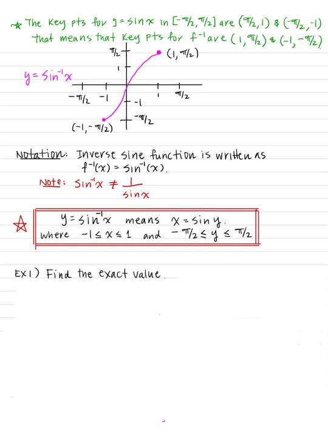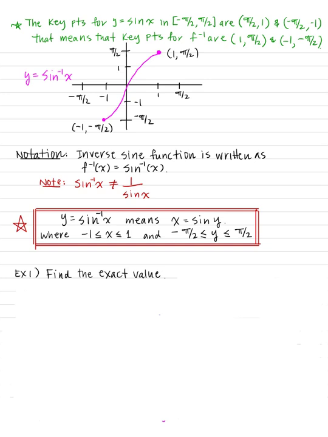The next one, please memorize that property. That's very important. Y equals sine inverse of x means x equals sine of y. Basically we're composing both sides with sine, so sine of y equals sine of sine inverse of x, and sine and sine inverse cancel each other out, so we get x equals sine of y, where x is between negative 1 and 1, and y had better be between negative pi over 2 and pi over 2.